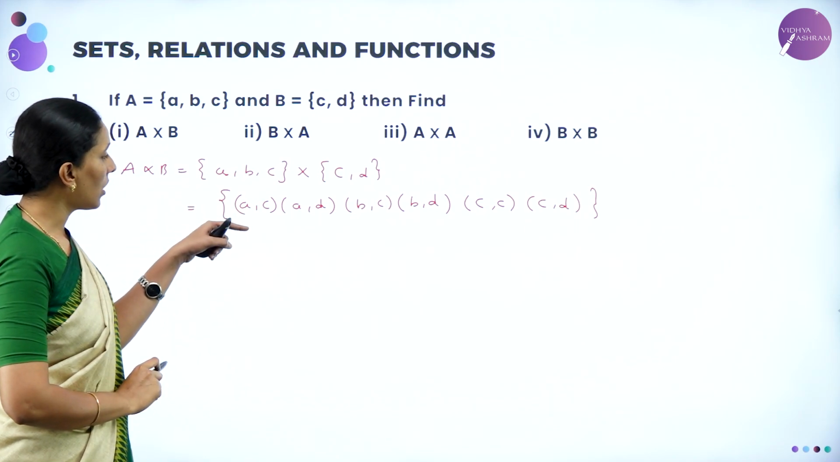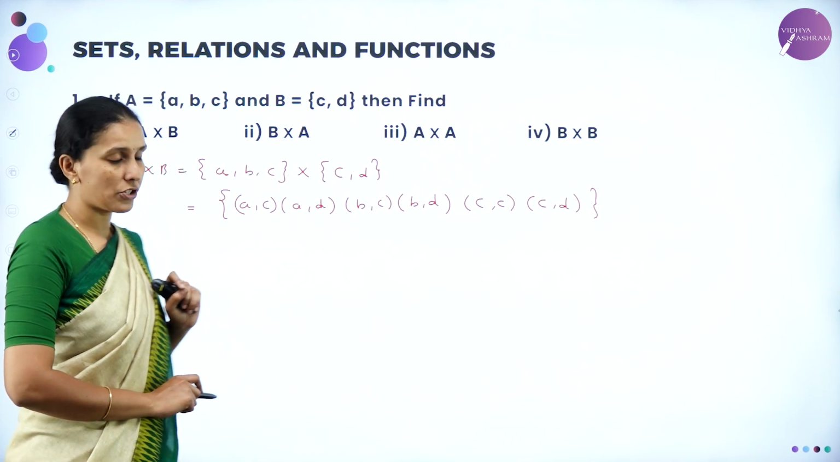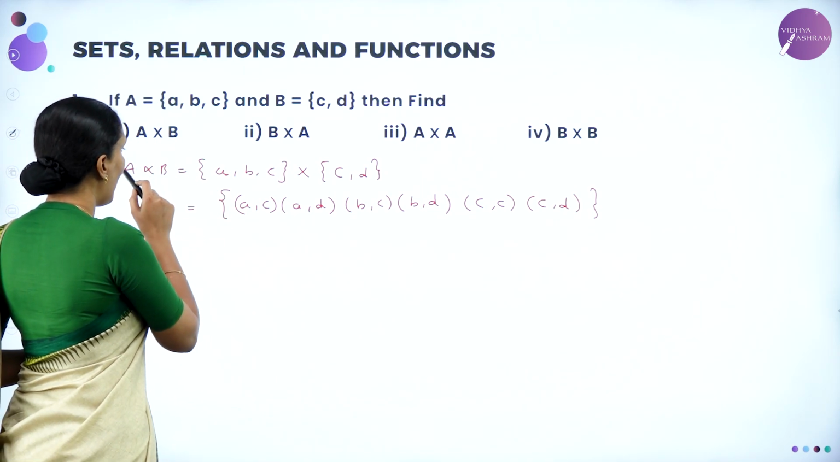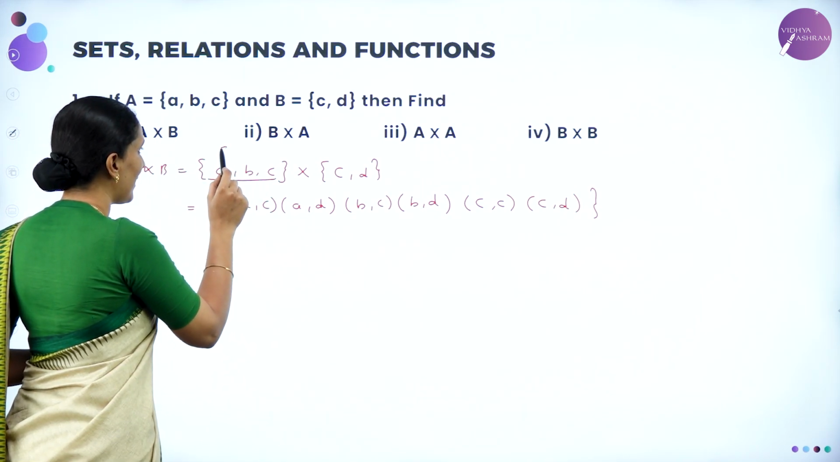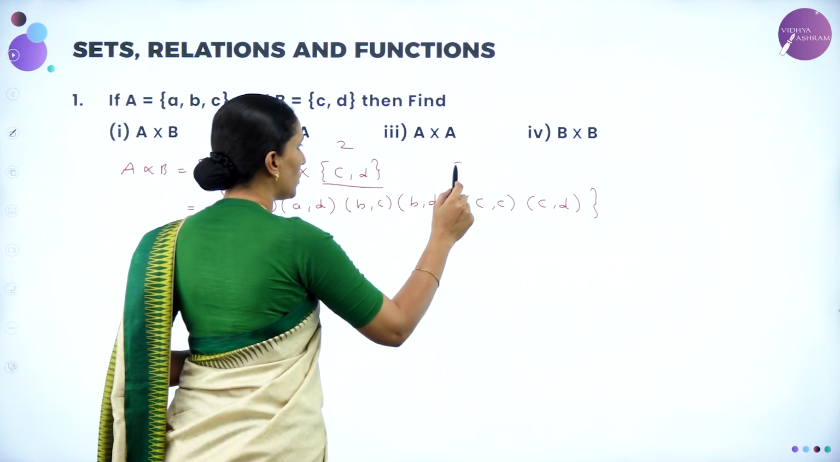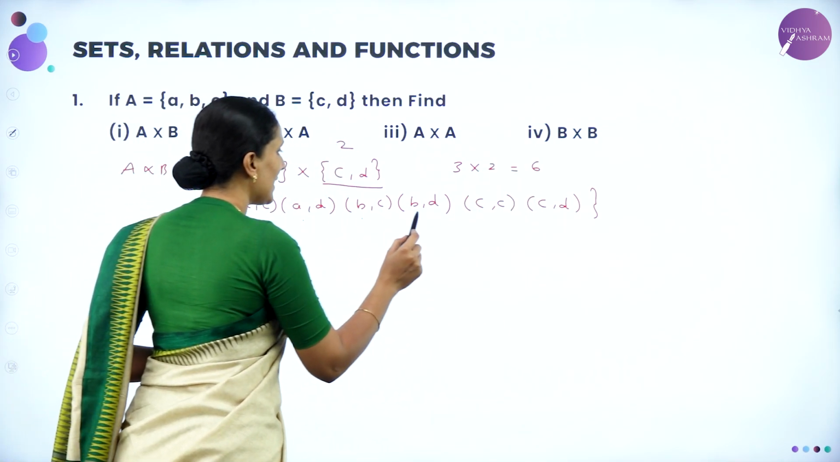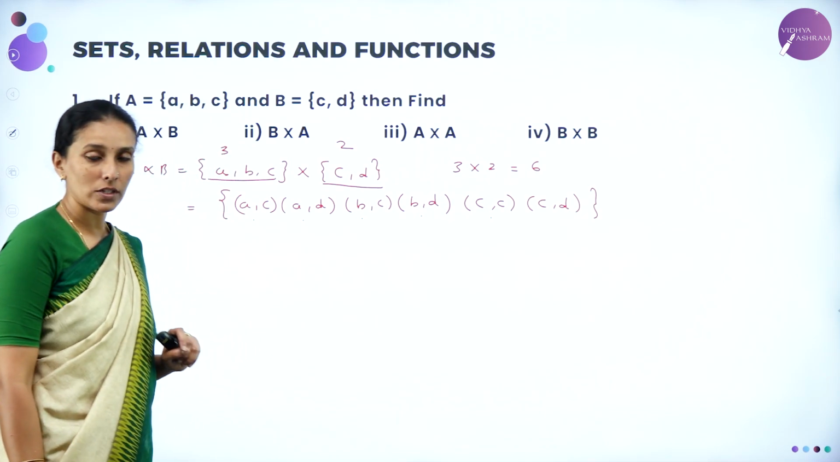Now, we can also count the number of ordered pairs, or the number of elements inside the Cartesian product. How? We have the number of elements of A as 3, and the number of elements of B as 2. So 3 into 2 is equal to 6. Therefore, there will be 6 elements inside A cross B.